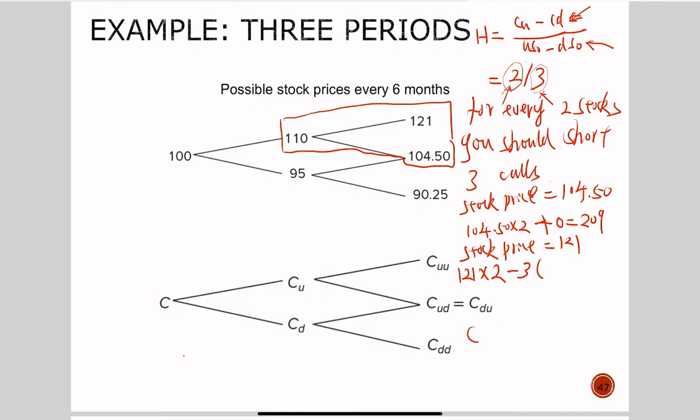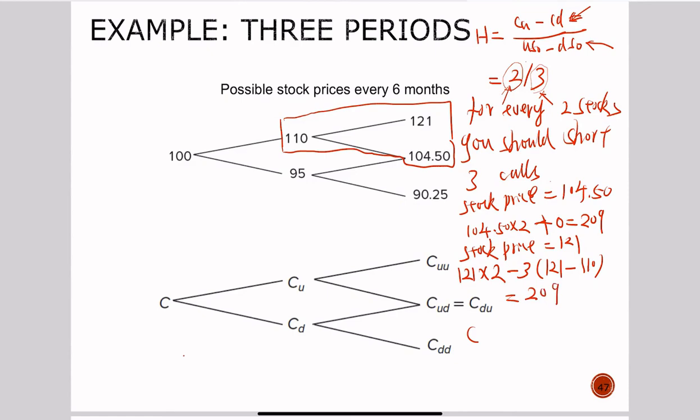And you also have 3 calls. For each call, the call holder will exercise the call because now the call is in the money because the stock price is higher than the exercise price. So for each call, as a call writer or as a call option seller, you will lose 111 minus 110, right? So this will again give you the same total portfolio value, which is 209.